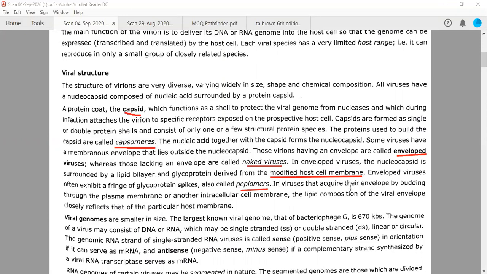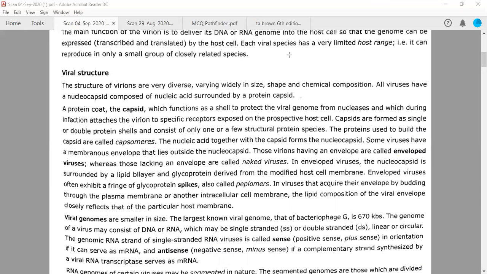In viruses that acquire their envelope by budding through the plasma membrane or another intracellular cell membrane, the lipid composition is very closely similar to, or reflects, that particular host membrane. So there are two processes of taking the membrane. Either these viruses come out of the cell by the budding process, or they can take the membrane from intracellular membranes. We have several intracellular membranes, for example, the nuclear membrane, the Golgi apparatus and the endoplasmic reticulum. These intracellular membrane systems can also provide the membrane to the virus. When it lyses the cell, it will have the membrane over it, and then it will be regarded as an enveloped virus. These also have some spikes. These glycoprotein spikes are called peplomers, which is the characteristic feature of some enveloped viruses.